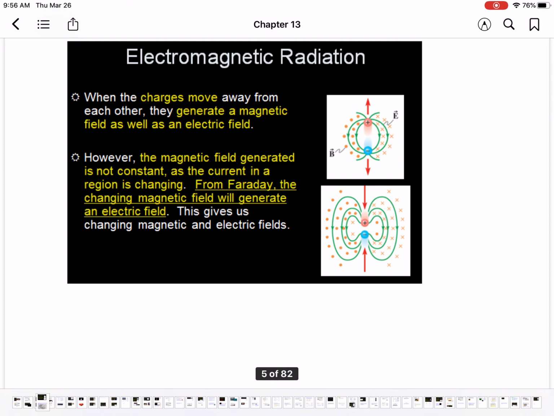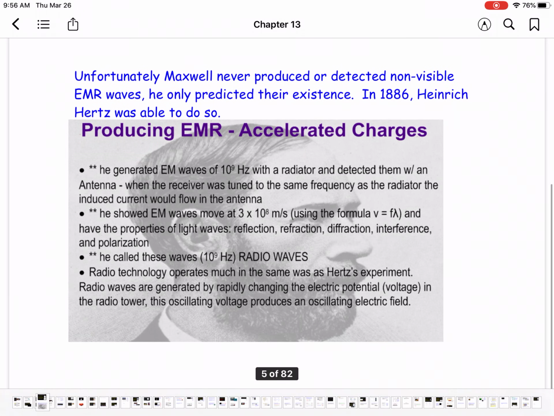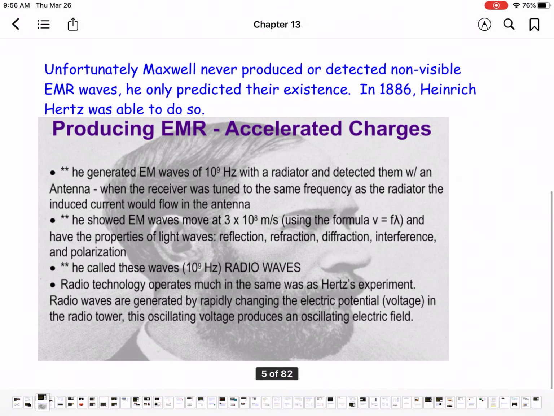From Faraday, a changing magnetic field generates an electric field. This gives us changing magnetic and electric fields. So we have both changing electric and magnetic fields. All right, so Maxwell was the one that first really predicted all this. He predicted that these rays and waves could exist at different frequencies and different speeds and all that kind of stuff. And unfortunately, Maxwell never produced or detected a non-visible wave. He only predicted their existence.